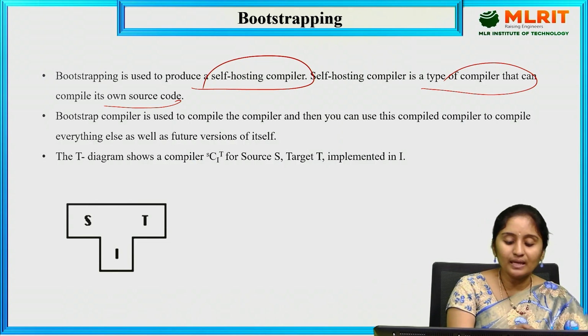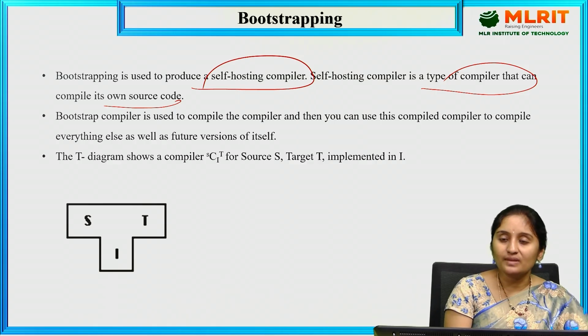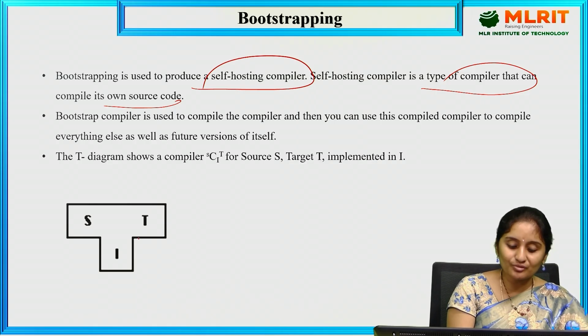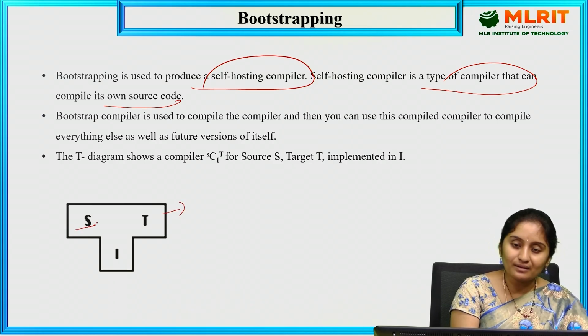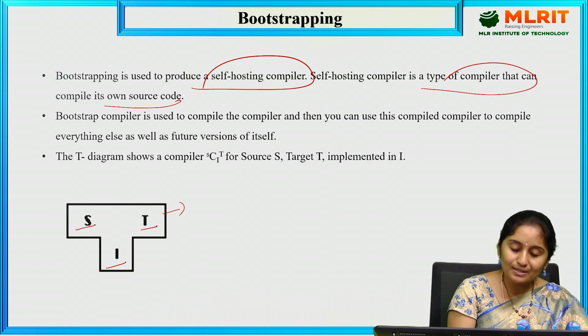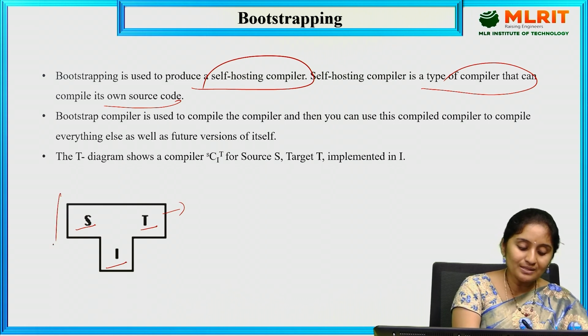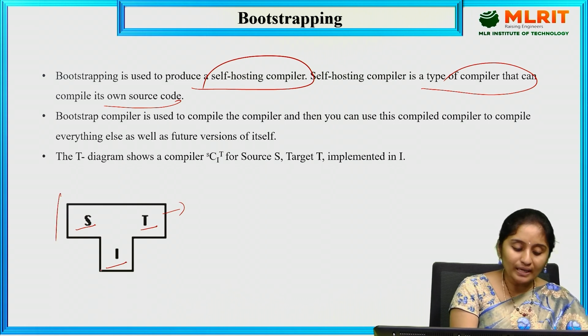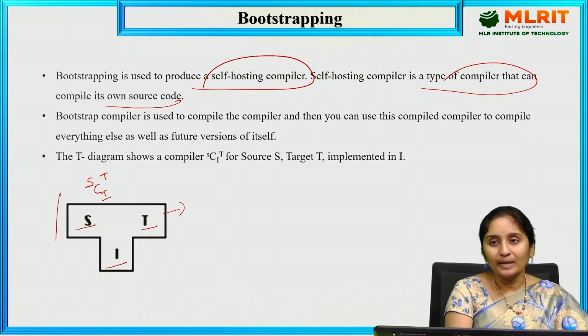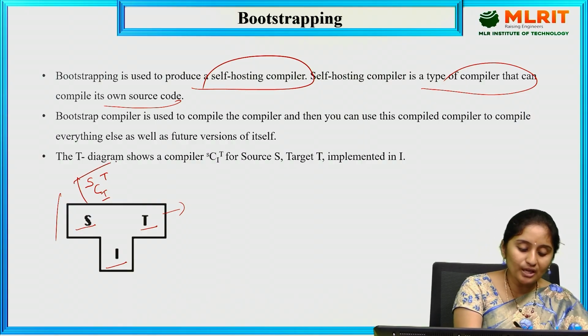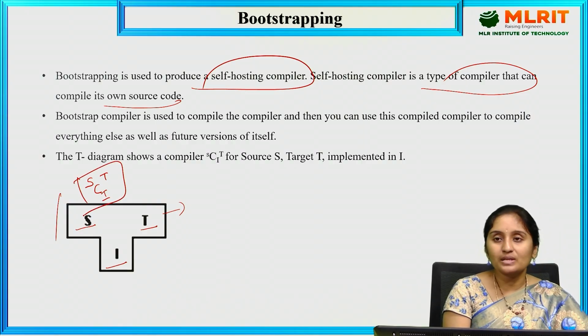Here is the T diagram. How do we represent bootstrapping? We represent it in the shape of a T diagram. The source language is here, and the target language, and this is my implementation language, so it looks like a T shape. We can represent the T diagram as the source language, the compiler, and the target language, and it is implemented in the implementation language. This is a representation of a T diagram, and it looks like a T shape.